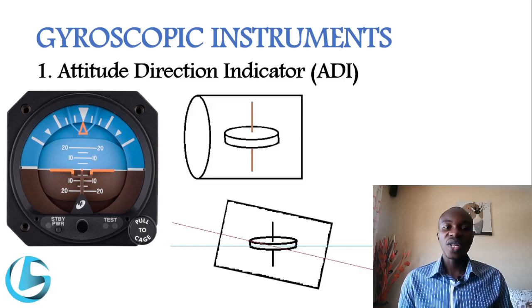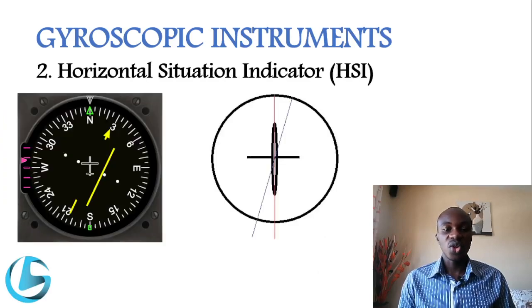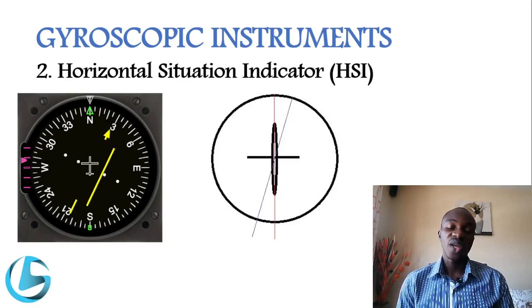So that is the attitude direction indicator, which is our first gyroscopic instrument. The second gyroscopic instrument is the horizontal situation indicator. The horizontal situation indicator is used to indicate the heading of an aircraft in relation to magnetic north.